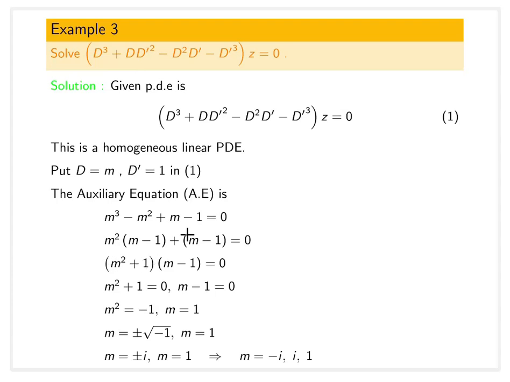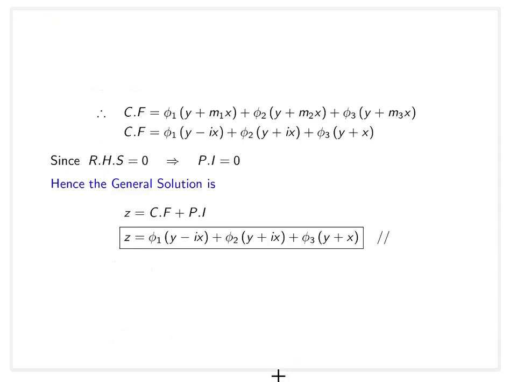Similarly, the next one: (D³ − D²D' + DD'² − D'³) z = 0, taken as equation number 1. Since it is a homogeneous linear partial differential equation, we replace D = m and D' = 1. So the auxiliary equation is m³ − m² + m − 1 = 0. Solving this, we get three roots: plus or minus i and 1. Therefore, the roots are −i, i and 1.